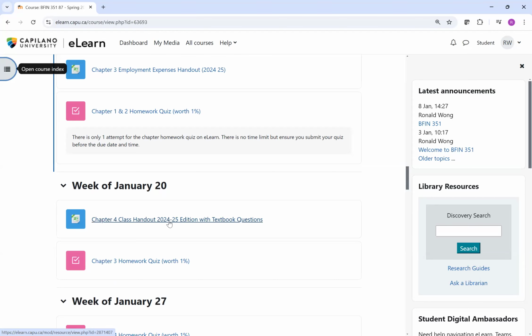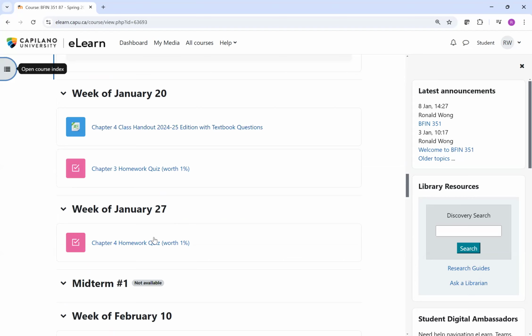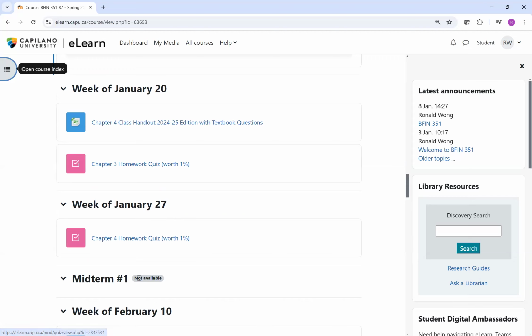Chapter 4 will take us to January 29th. Then the first midterm will be the week after, which will be February the 5th. So just keep that in mind. First midterm is February the 5th during class time. It will be on eLearn. I'll give you more details about that when we get closer to the midterm date, but it will cover chapters 1, 2, 3, and 4.